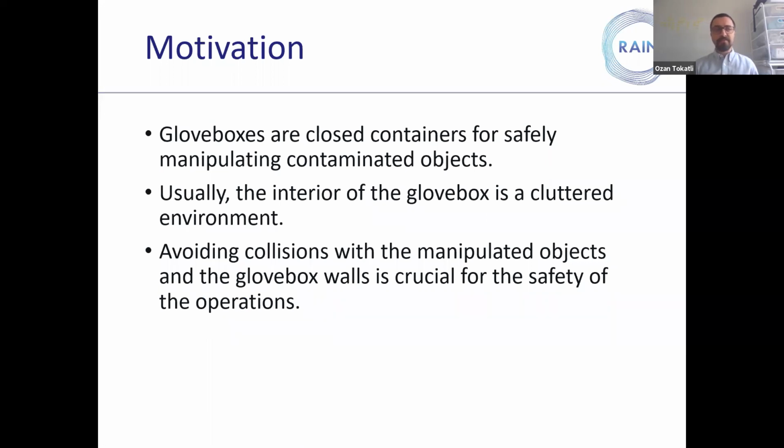volumes that help operators to manipulate contaminated objects. And the inside of a glove box is usually cluttered. It's unstructured and can also be considered as dynamic. While working with a robot inside a glove box, we have to make sure that there won't be any unwanted collisions, either with the environment or with the walls of the glove box, or even between two robot arms that we're planning to use. Next slide, please.